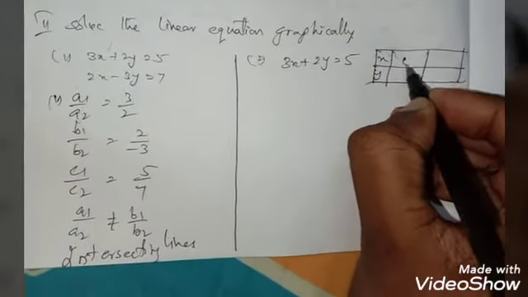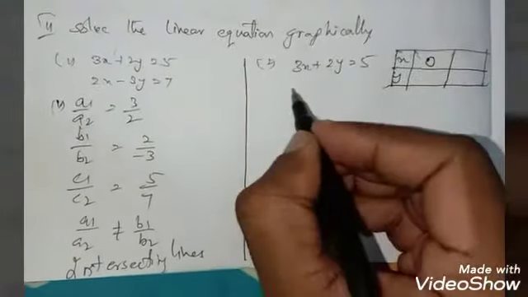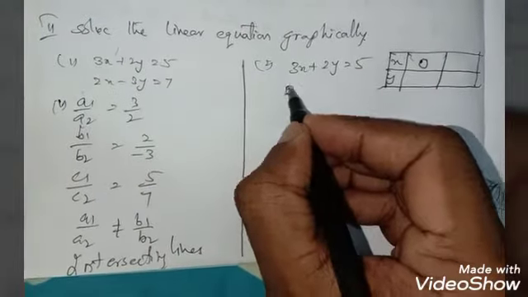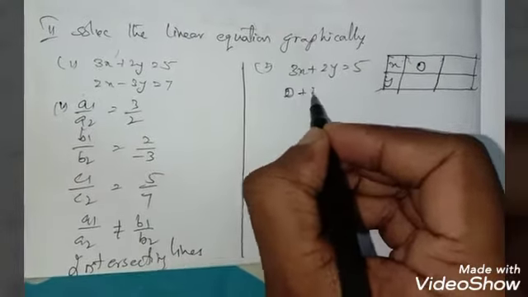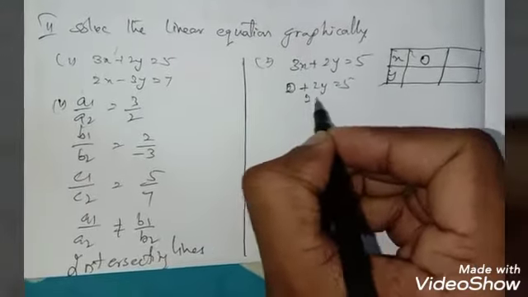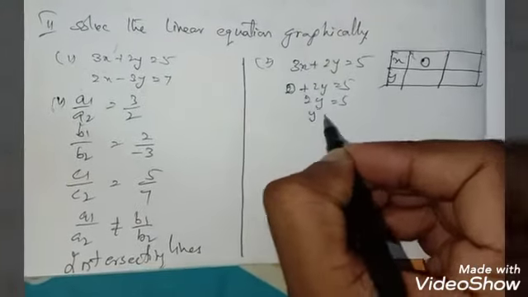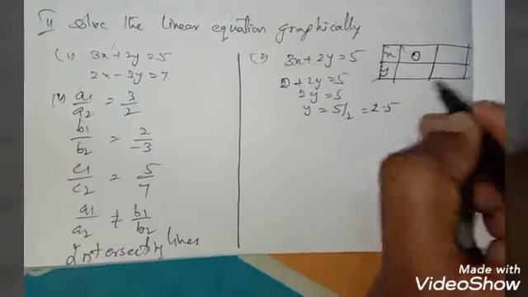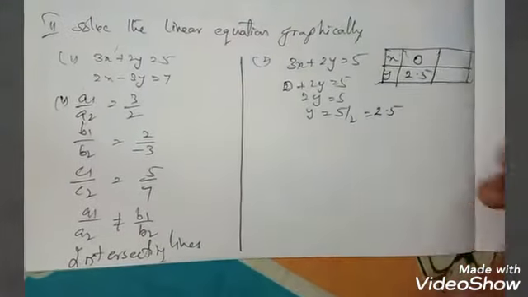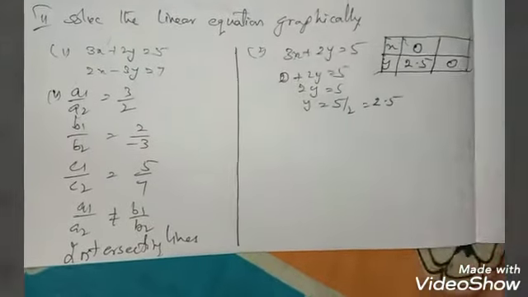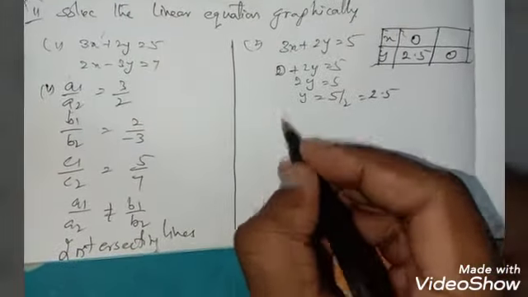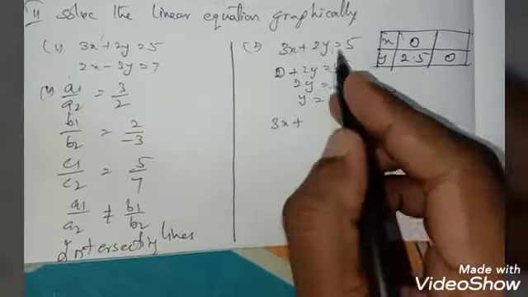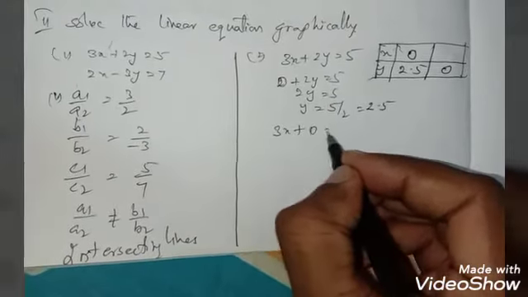Now if I substitute x is equal to 0, what is the value of y? If I substitute x is equal to 0 in this equation, you get 0 plus 2y is equal to 5. Now 2y is equal to 5, you will get y is equal to 5 by 2, that is 2.5. Now substitute y is equal to 0 in this equation, with the x values as they are. In the place of y, if I substitute 0, you will get 0.